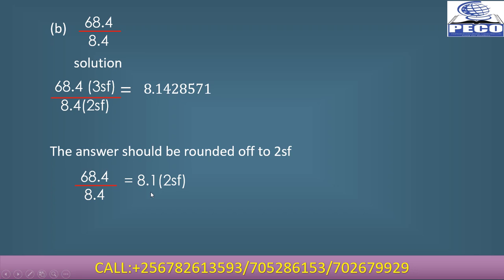Okay, for multiplication and for division. So this 68.4 has 3 significant figures, 8.4 has 2 significant figures. Because we have the 2, the final answer will take the lowest. So we shall round off this one to 2 significant figures, giving us 8.1 as the final answer.